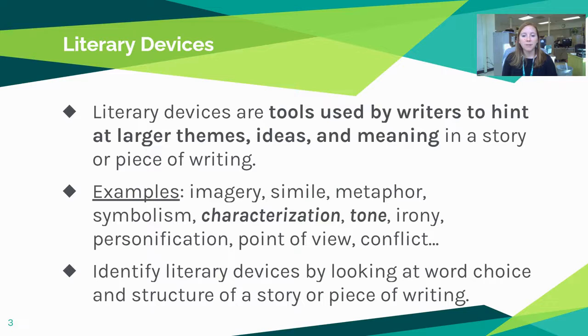We can identify these literary devices by looking at things like word choice. What words is an author using? Are they creating similes and metaphors? Are they creating pictures, images in our minds with their description? Are they specifically creating a tone or some kind of conflict that helps us understand the theme? We can look at word choice and structure to determine what a theme is. So authors use these literary devices, and we can use word choice and structure to determine which literary devices are being used.